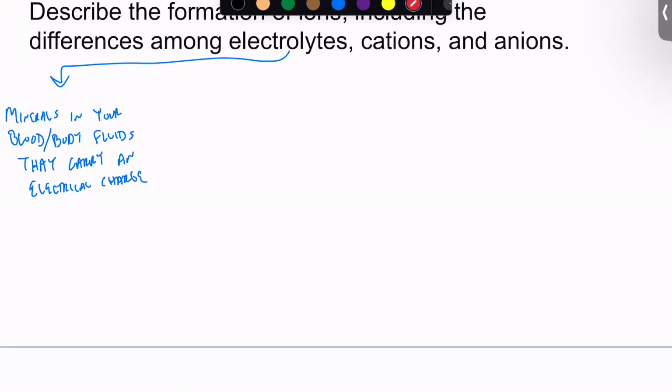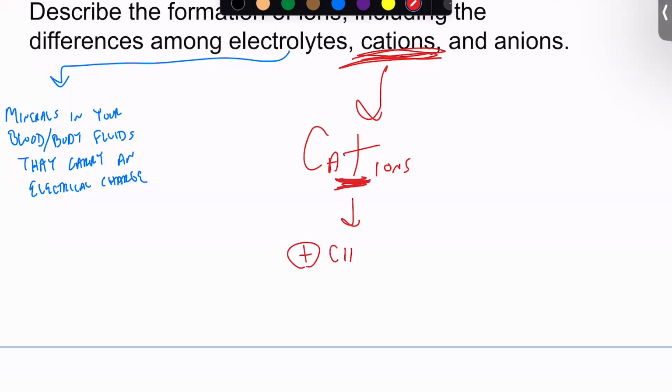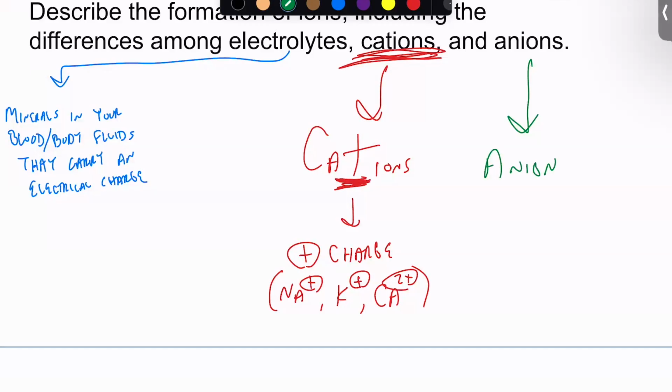So cations, for example, and I always remember this, that they keep a positive charge because of the T, and it looks like a plus. So positive charge. And so when I think of positive, I think of sodium as an example, potassium as an example, calcium. And when I think of anions, I don't really have a mnemonic or anything for this one. I just know it's the opposite. So this is a negative charge. And so you can think of things like chloride or fluoride.